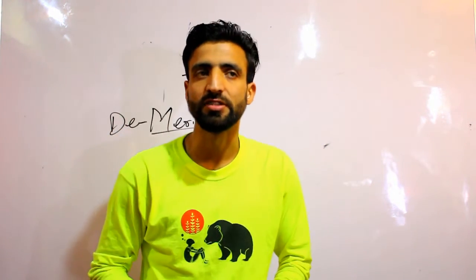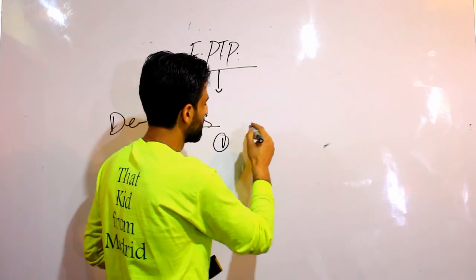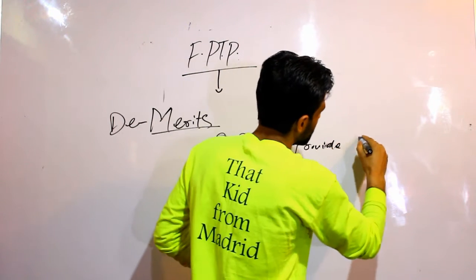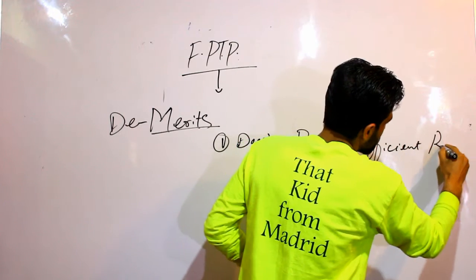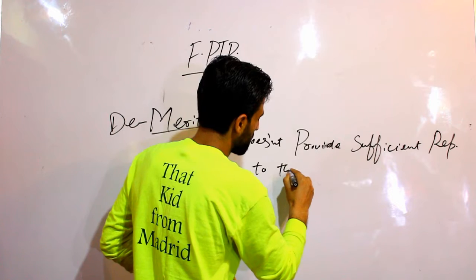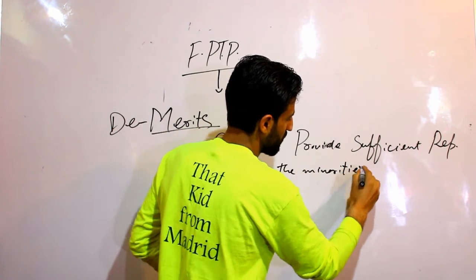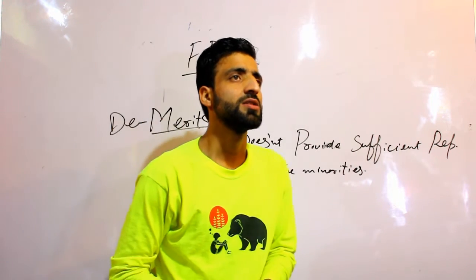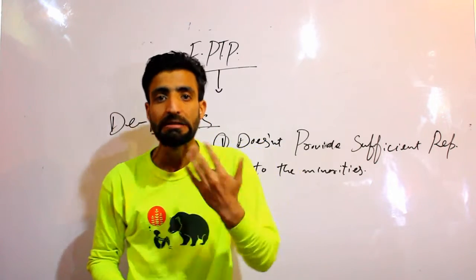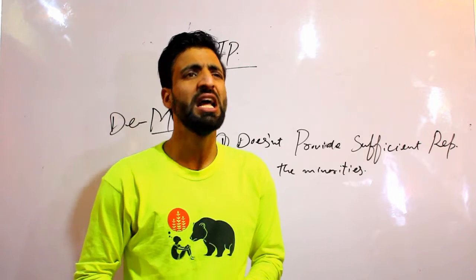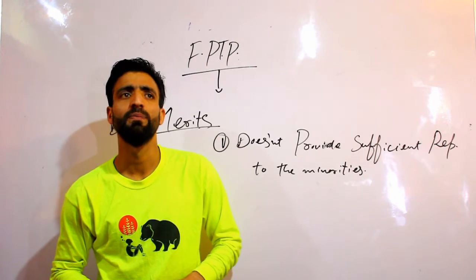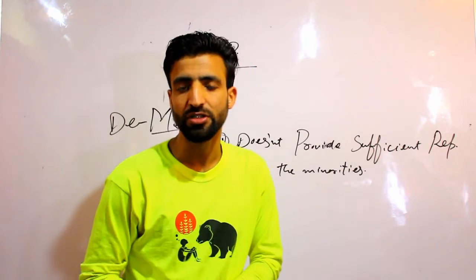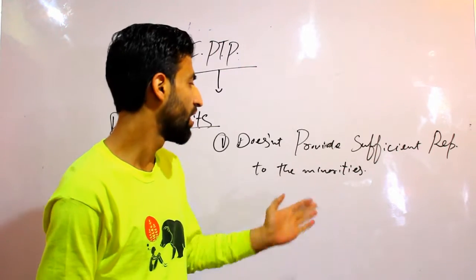One of the demerits of first past the post system is that it does not provide sufficient representation to the minorities. Mind you, I have already told you in the previous lectures that minority always feels the threat of majority, mostly in the South Asian countries, because socialization happens in that way that minority is always afraid of the majority. So first past the post system में क्या होता है कि it does not provide sufficient representation to the minorities.